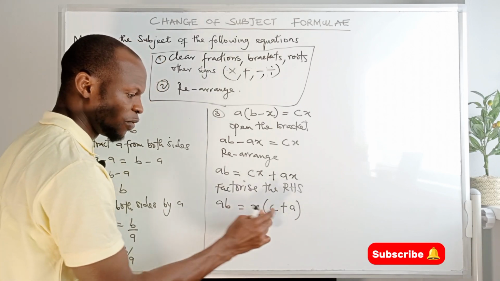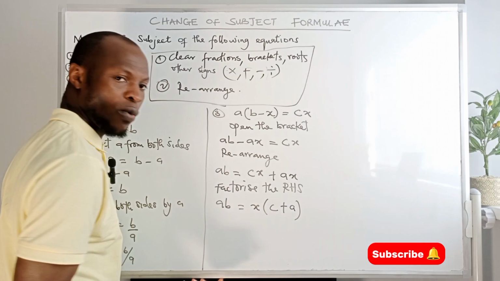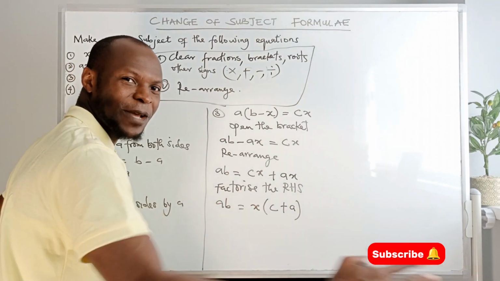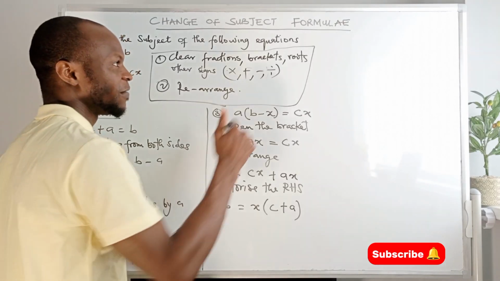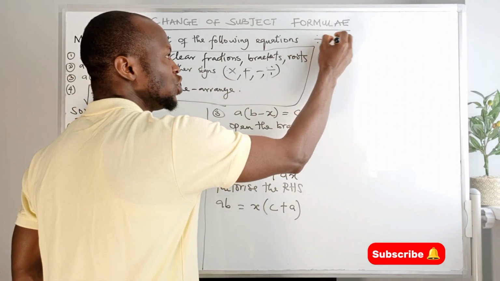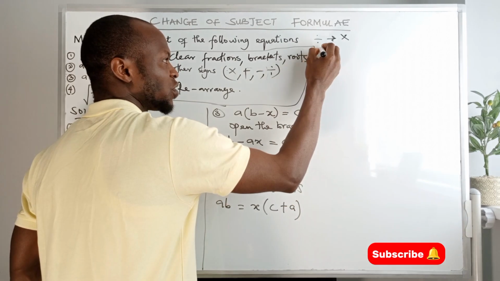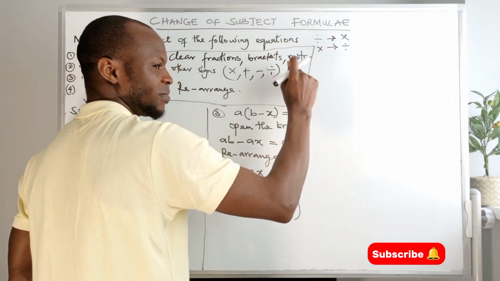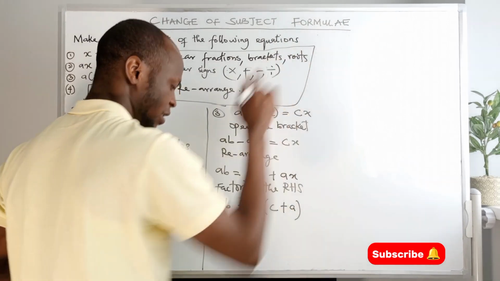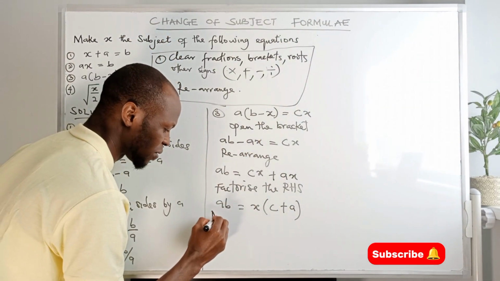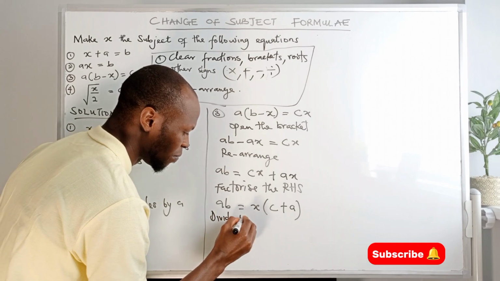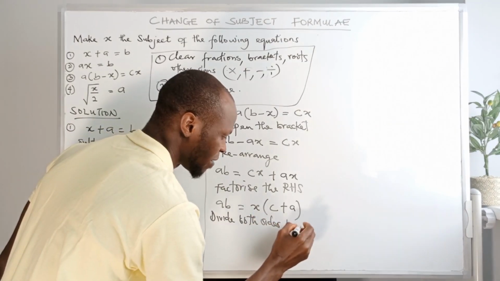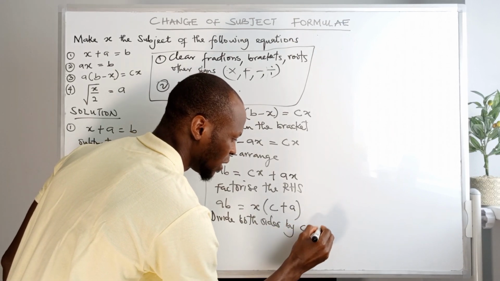So if I want to remove this c plus a from this x, what will I do? Don't forget, they are joined together by multiplication. What will I use to separate them? Division. Okay? If it is joined together by division, you remove it by multiplication. If it is joined together by multiplication, you remove them by what? By division. Okay? Take note. Don't forget. Take note. So what will I say? Divide both sides by the bracket, which is c plus a.